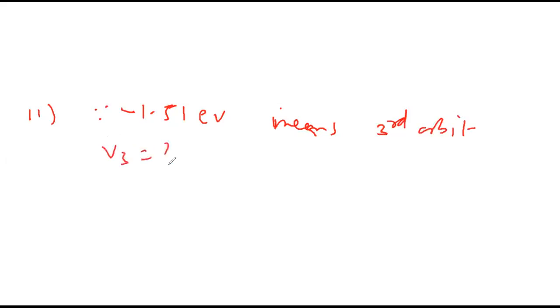11th. The orbital velocity of electron in ground state is v. Its orbital velocity when excited to the minus 1.51 electron volt level? Since minus 1.51 electron volt means which orbit it is? Third orbit. Therefore, V3 we have to find. So V is inversely proportional to n. So V1 upon V3 will become 3 by 1. Therefore, V3 is V by 3.